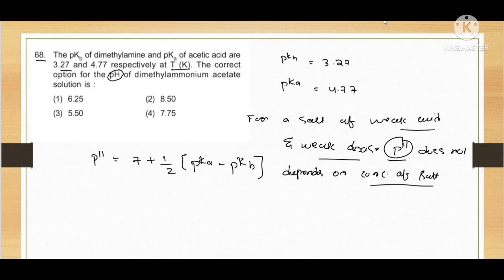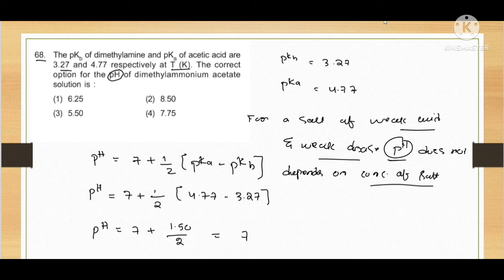Now substitute the above values in the given formula. It becomes pH equal to 7 plus 1 by 2 into (4.77 minus 3.27). It gives rise to pH equal to 7 plus 1.50 by 2, which is 7 plus 0.75. The addition of 7 plus 0.75 becomes 7.75. So option 4 is our correct answer.